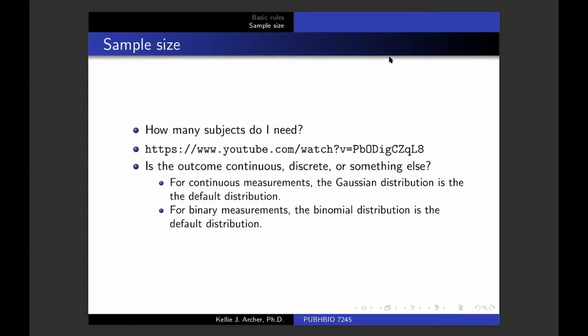So note that when estimating the needed sample size, it is important to know the measurement scale of the primary outcome. That is, is the outcome continuous, discrete, or something else? Perhaps it's survival or binary. For continuous measurement, the Gaussian distribution is the default distribution for sample size estimation. For a binary or dichotomous outcome, the binomial distribution is the default distribution.